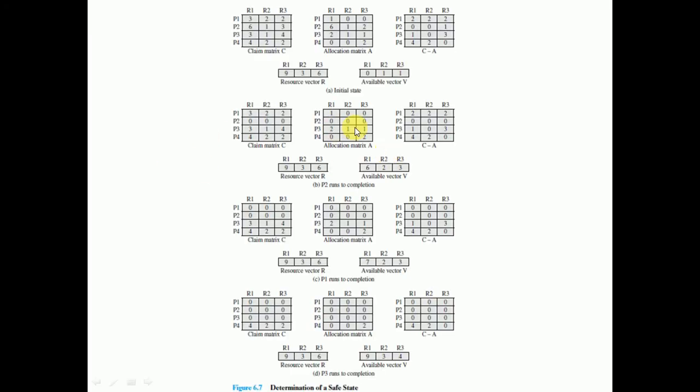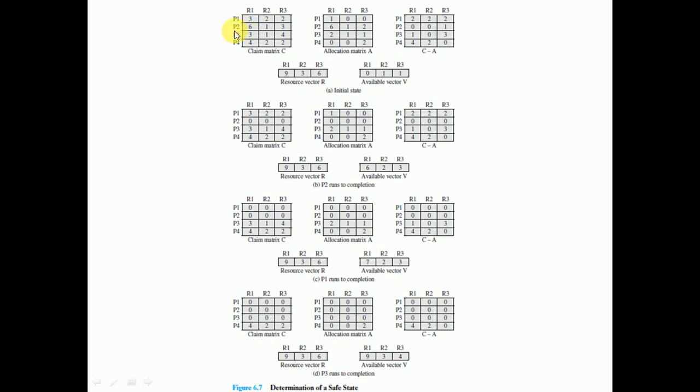Assume that we go to the figure. Now see process P1. Process P1 needs 3 instances of R1, but we have only 1 instance of R1. So it is not possible to proceed right now. It has to wait for 2 more instances of R1.